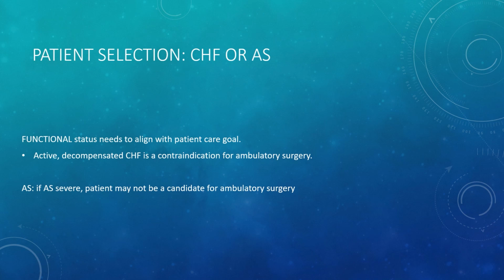CHF has been shown to be an independent predictor for postoperative adverse cardiac events. However, if adequate functional status for the planned surgery aligns with discharge to home on day of surgery, the patient still may be a candidate. Aortic stenosis: if aortic stenosis is severe, let's say less than 1 centimeter square, the patient is at higher risk for postoperative cardiac and pulmonary complications, so may not be a good candidate for outpatient surgery, especially if it's performed in a freestanding setting.